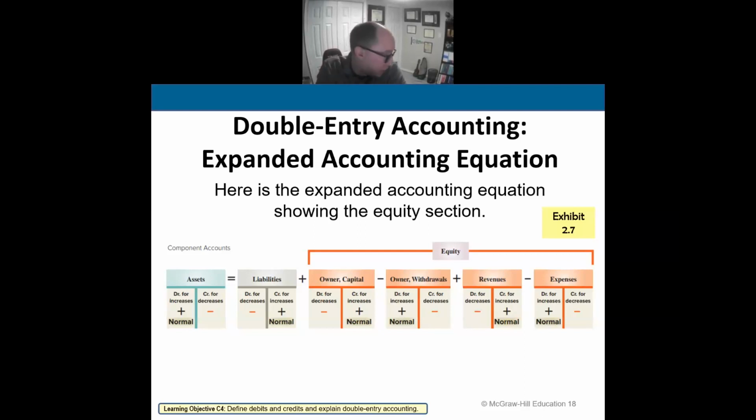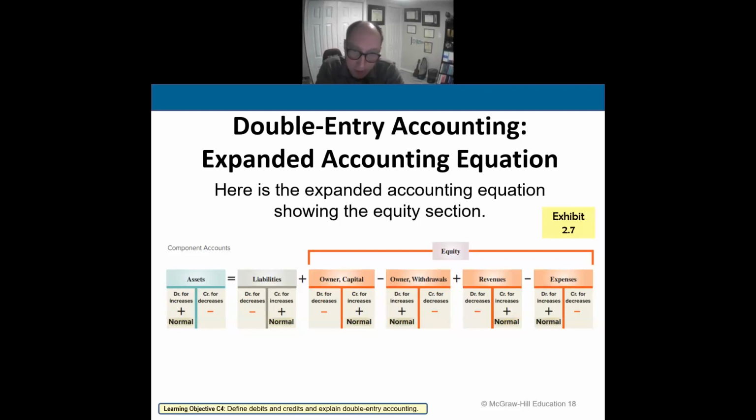For equity, in most cases, to increase equity, we credit. To decrease equity, we debit. Except for owner's withdrawals and expenses. Owner's withdrawals and expenses have the opposite effect because of the accounting equation, of course. To increase owner's withdrawals, we debit. To increase expenses, we debit. Those are the only two types of accounts that are different in equity.